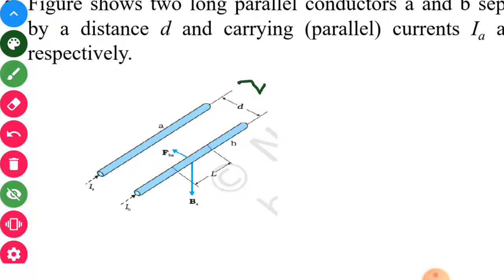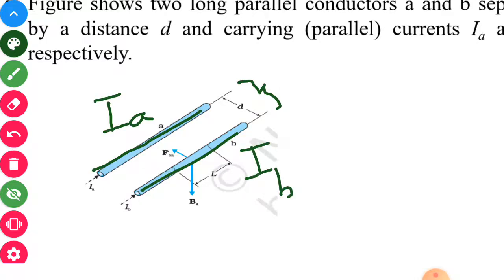So this is the distance between two conductors. This is conductor A, this is conductor B. Current through A is IA and current through B is IB. They are parallel conductors, okay, and the current is in the same direction, okay.